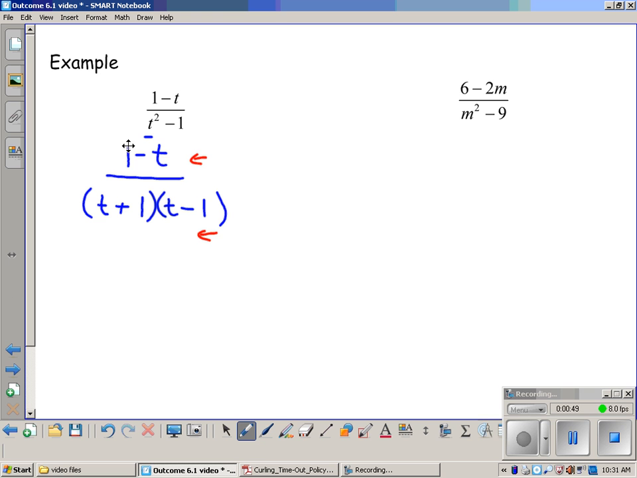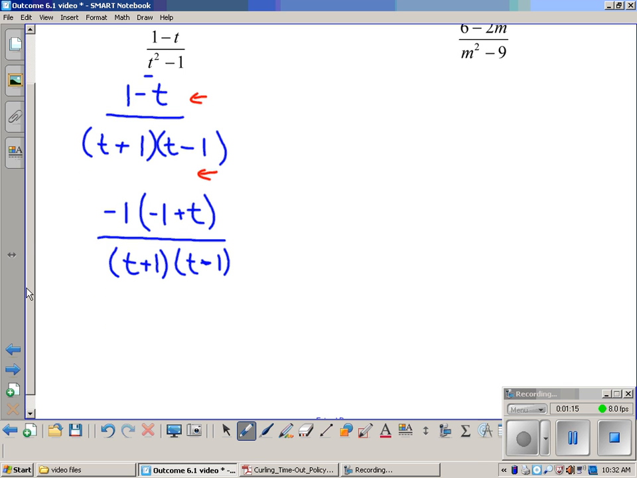So what we're going to do is take out a factor of -1 from the top. And this is a trick that often comes up. If I take out a factor of -1, I end up with -1 plus t. The bottom stays the same. It should be -1. I can then rearrange the order of my numerator. So it's -1 times t subtract 1, all over t plus 1, t minus 1.